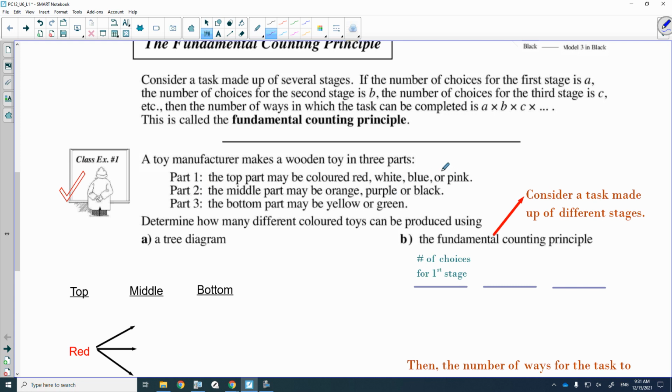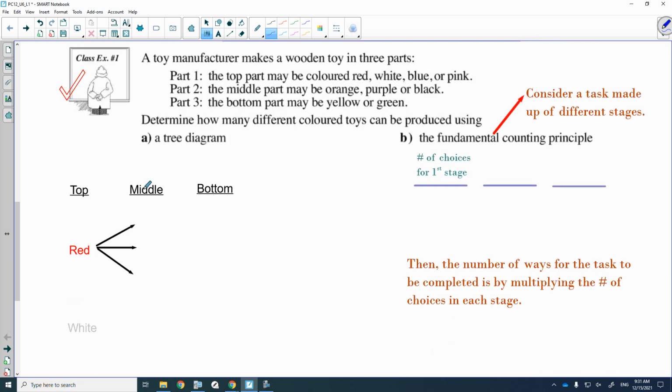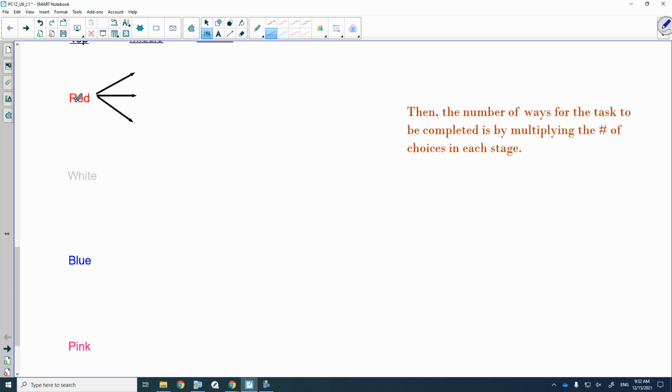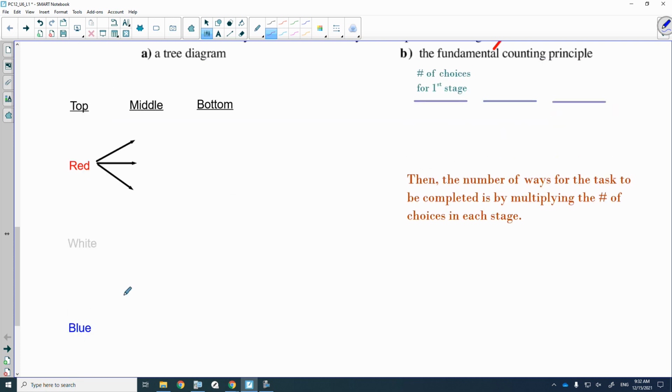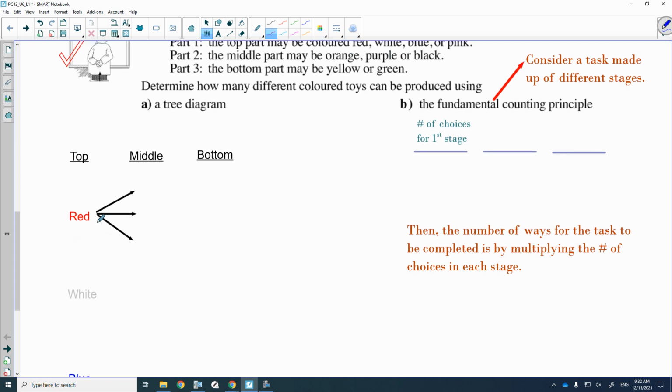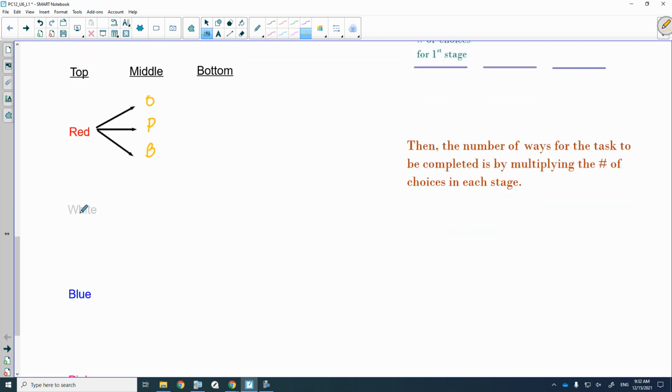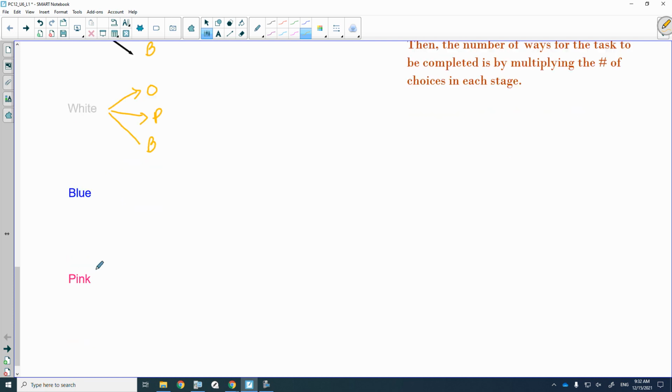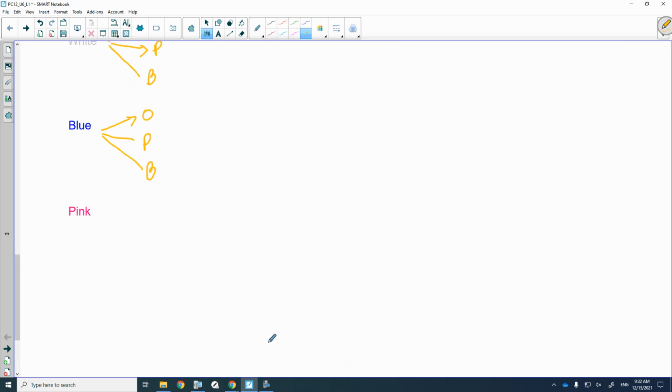So there's two ways that you could do this. One of the ways is creating a tree diagram. So we've got the top of the toy, the middle of the toy, and the bottom of the toy. The top of the toy, remember, could be the colors red, white, blue, or pink. Then the middle could be orange, purple, or black. If the top is red, let's say, then the middle could be orange, purple, or black. And that's going to happen for every color. So the top could be white, and then the middle, again, could be orange, purple, or black. We could have a toy that has a blue top, and then the middle, we could choose between orange, purple, and black. And the fourth option is we could have a toy with a pink top, and then the middle could be orange, purple, or black.